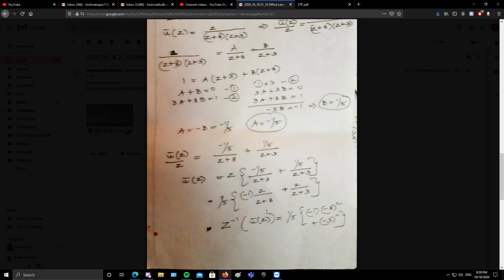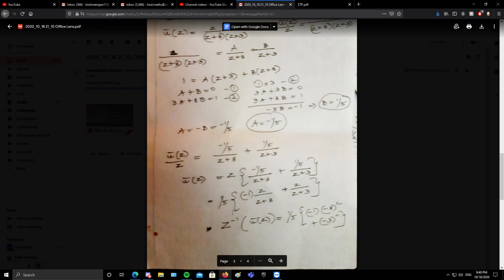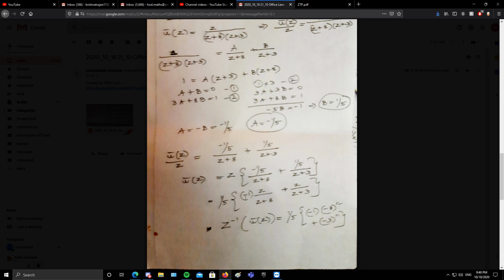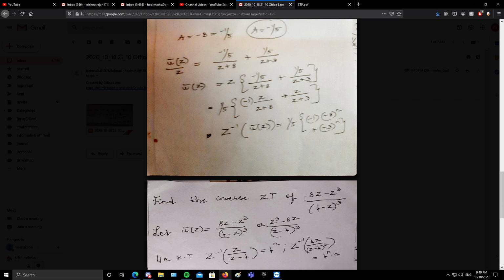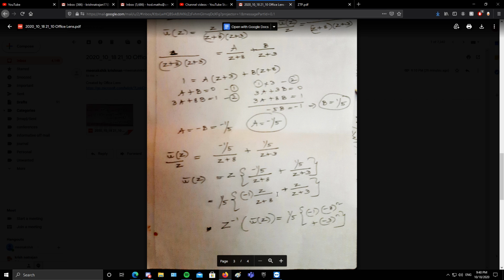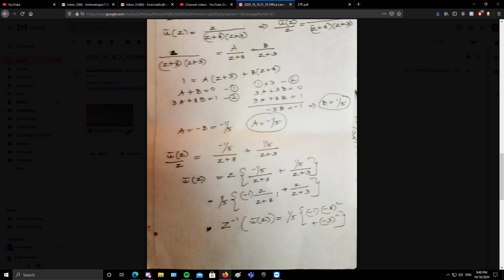What is z of a power n? Z by z minus a. What is z of minus a whole power n? Z by z plus a. So z inverse of z by z plus 8 is minus 8 whole power n. Inverse of z by z plus 3 is minus 3 whole power n. So the answer is 1 by 5 minus 1 into minus 8 whole power n plus minus 3 the whole power n. I repeat, if you know the transform, the inverse is just the other way.